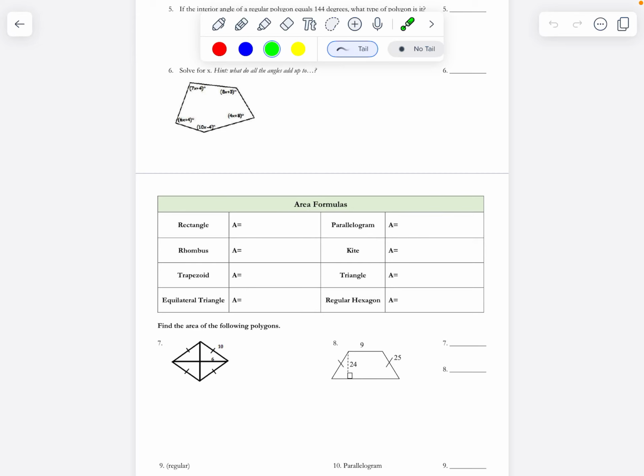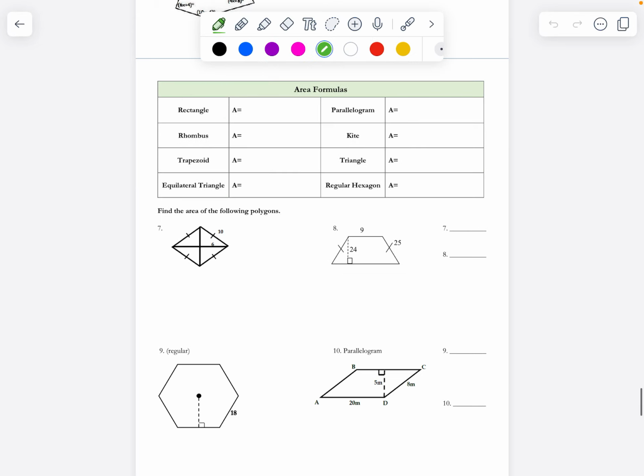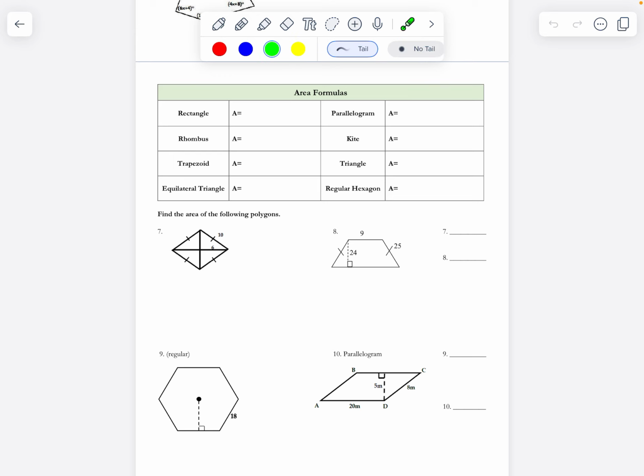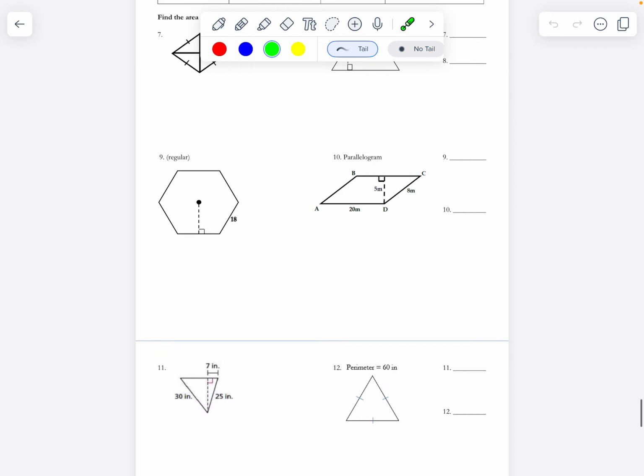What's up, guys? So I've gotten a couple of questions on the review, so I am going to go over a few of these. You should already have all of these formulas. I printed out that sheet for you guys. So let's go ahead and get started.